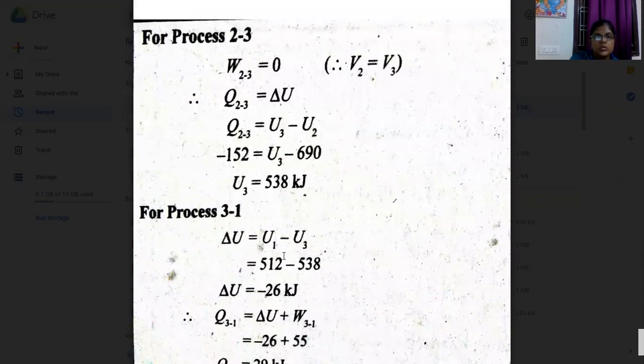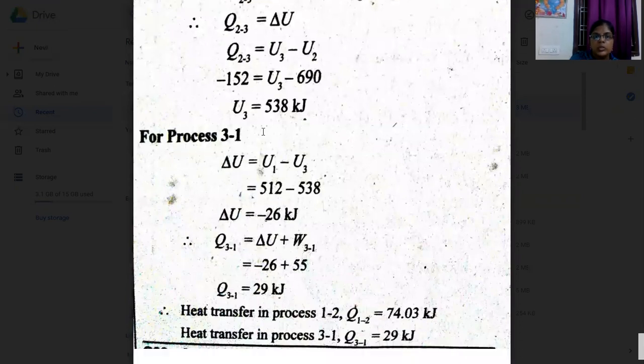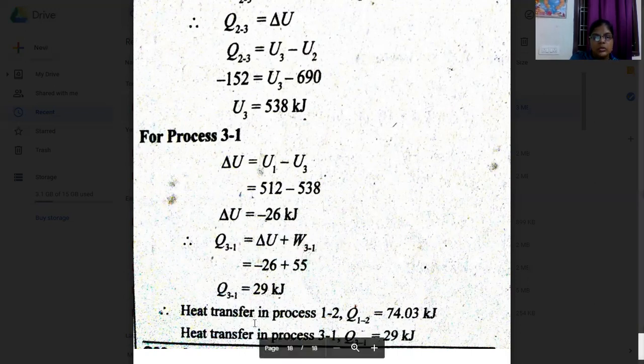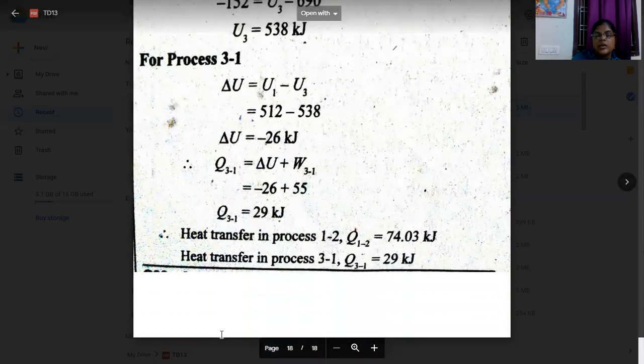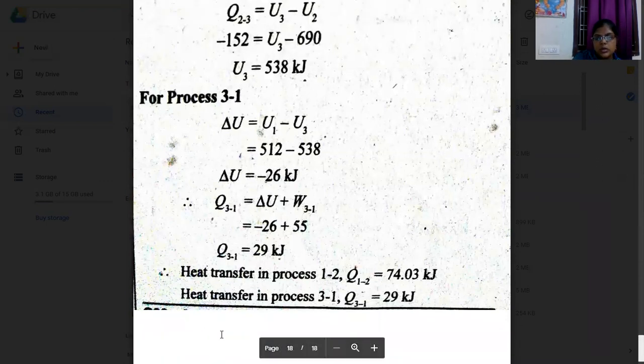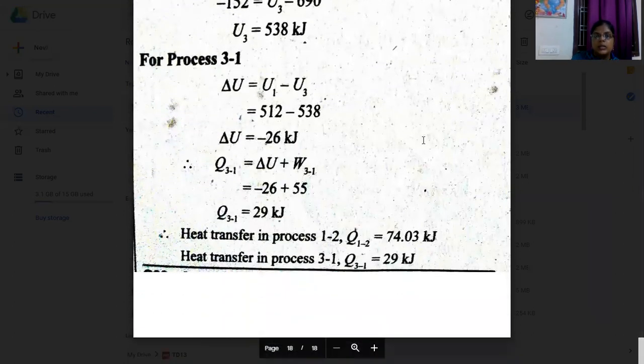For process 3 to 1, delta U is equal to U1 minus U3. We already know U1, so put the value of U3. Next, delta U is equal to minus 26 kilojoule. And Q3 to 1 is delta U plus W3 to 1, where W3 to 1 is already given in the above problem. Delta U is equal to minus 26 kilojoule, and we have the Q3 to 1 process. From the above problem, he asked only for the heat transfer between 1 to 2 and between 2 to 3 to 1. Thank you, students.